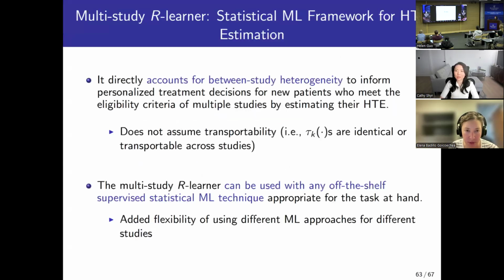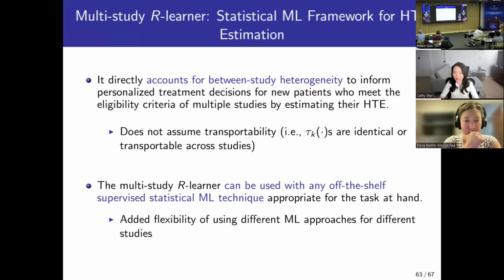Okay. So in summary, the multi-study R-learner is a flexible framework for HTE estimation. It accounts for between study heterogeneity to help inform treatment decisions for new patients who meet the criteria of multiple studies by estimating their HTE. In comparison to some of the other research and works on multi-study causal inference, it doesn't assume transportability, which in other words, it doesn't assume that the tau Ks are identical or transportable across studies.